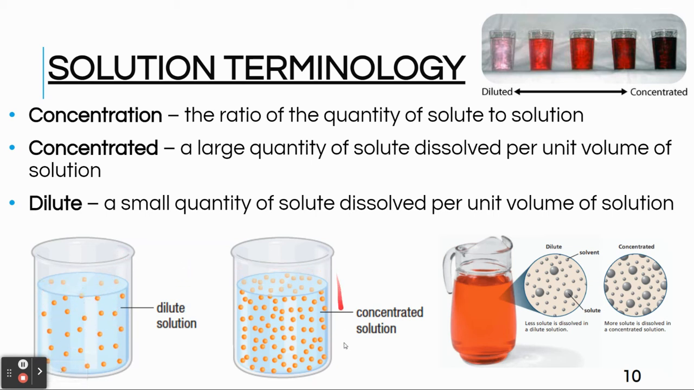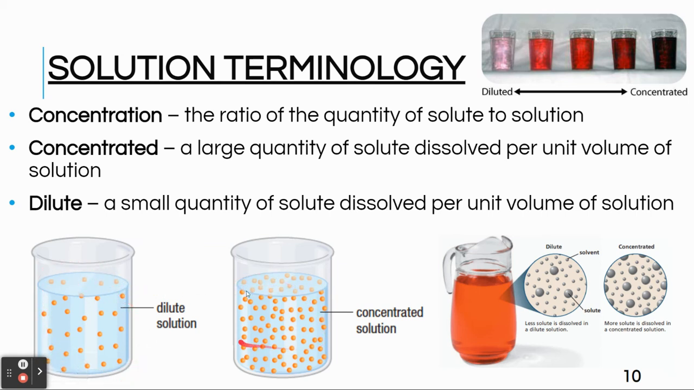But if you look at this one, this would be called a concentrated solution. You'll notice there's a lot more particles packed in that same volume, so they're crammed together. A concentrated solution is when you have a large quantity of solute dissolved in a certain unit of volume. And a dilute solution is where you have a small quantity of solute dissolved in that particular unit of volume. And it really depends on how much solvent you have.